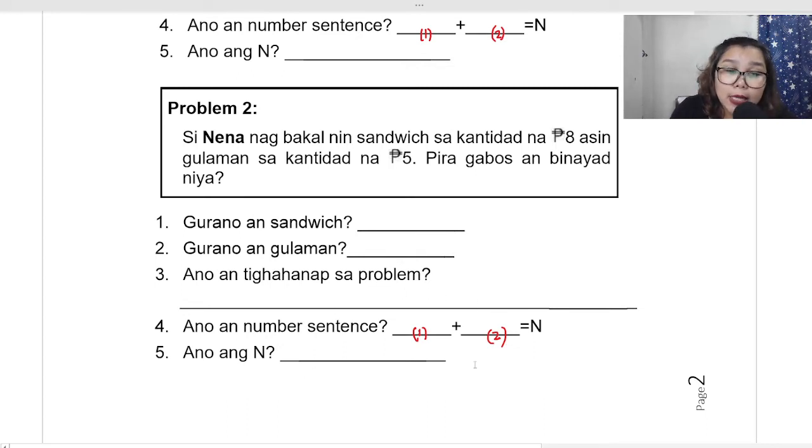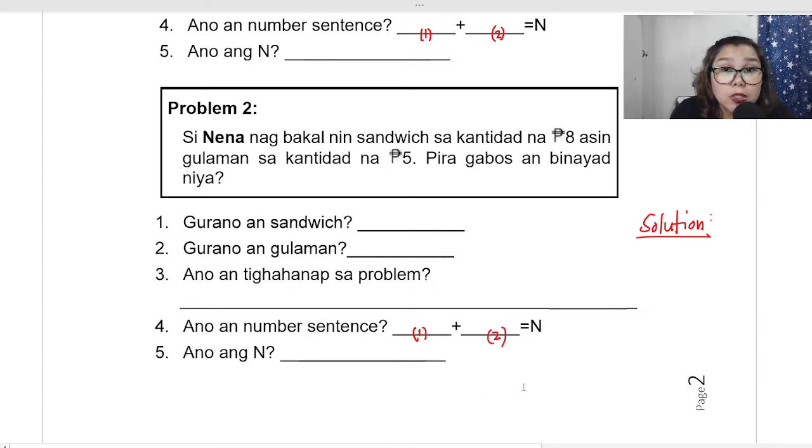And then lastly, before you can proceed, you can answer number 5. So find a wider space here. So pwede dito. Dito na kayo magsulat. And you don't need to erase. Okay lang yun na may mga sulat sa gilid. So malalaman ko din that nandito na din you work well on your module. And then for number 5, ano ang N? Just write the answer.